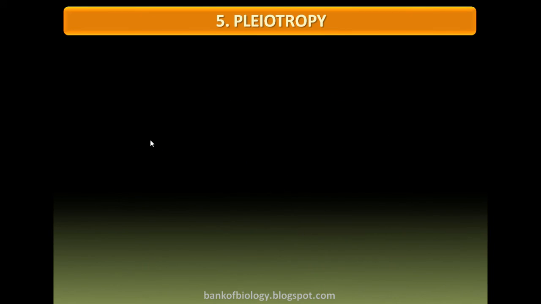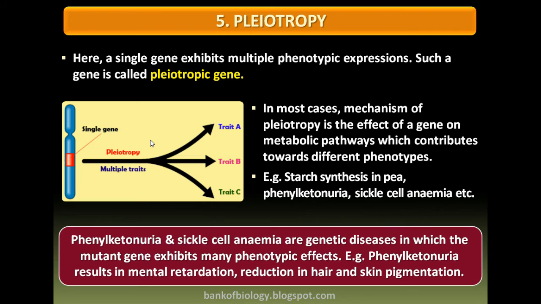Our last deviation is pleiotropy. In pleiotropy, a single gene exhibits multiple phenotypic expressions, and such a gene is known as a pleiotropic gene. This gene affects the metabolic pathway, which contributes towards different phenotypes. For example, starch synthesis in pea, phenylketonuria, and sickle cell anemia. These are some of the examples of pleiotropy. Phenylketonuria and sickle cell anemia we are going to discuss in our later videos.